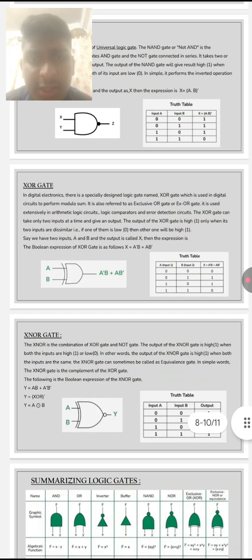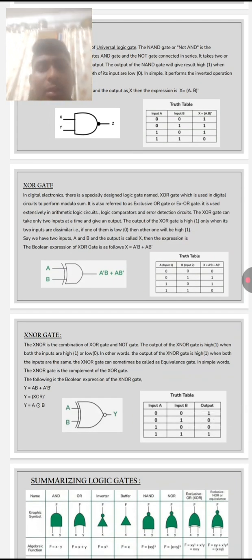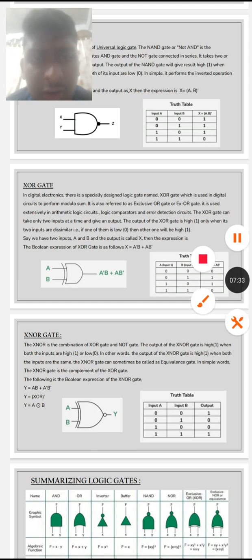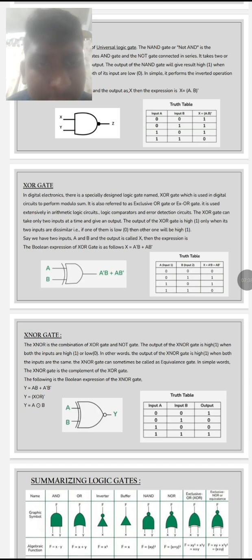XOR gate. In digital electronics, there is a logic gate named the XOR gate, which is used in digital circuits to perform modulo sums. It has the reference of exclusive OR gate or XOR gate. It is used in arithmetic logic circuits and error detection circuits.